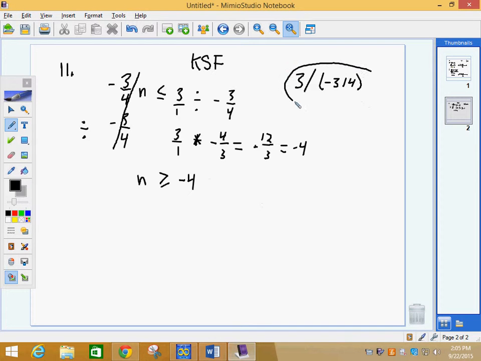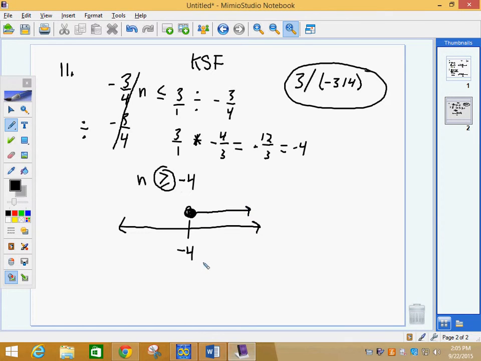You could have simply used your TI-84 calculator to plug that in, and that would have given you -4 as well. That's probably your easier option. Quick sketch of the graph. Talking about the number -4. Have a shaded circle because of the or equal to. My variable's on the left. My arrow must point the same direction my inequality symbol points. It points to the right. N is greater than or equal to -4.